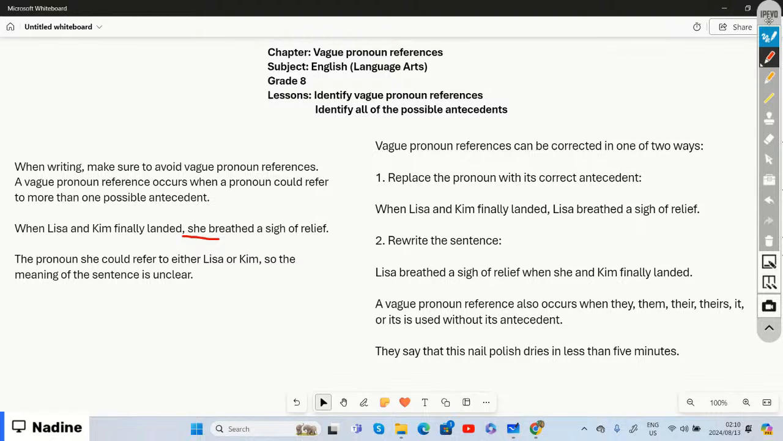That is a vague pronoun reference because we don't know who specifically you are referring to. Are you referring to Lisa or are you referring to Kim? It could refer to either of them, because both Lisa and Kim are female, so they use the pronoun she. When we say, when Lisa and Kim finally landed, she breathed a sigh of relief, the sentence is unclear because we don't know who specifically the person is referring to.